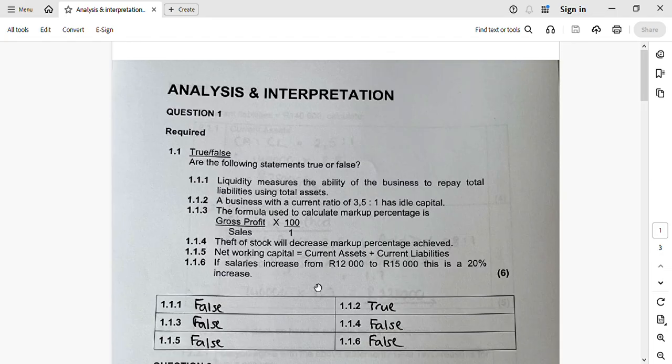Then if salaries increase from 12,000 to 15,000, this is a 20% increase. If you work out a percentage increase, you take the difference, in other words 3,000 here, divided by what it was. So 3,000 over 12,000 is actually 25%. So you don't take 3,000 over 15,000, it's the difference over what the original was.